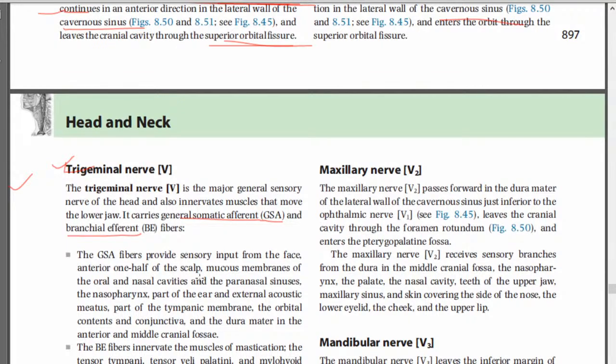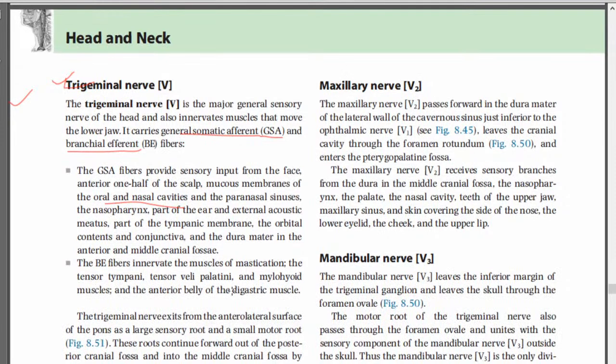Anterior part of the scalp, the mucous membrane of the oral and nasal cavities, and paranasal sinuses. The branchial efferent fibers innervate the muscles of mastication. The muscles of the first arch are basically the muscles such as tensor tympani, tensor veli palatini, mylohyoid, and the anterior belly of the digastric muscle.